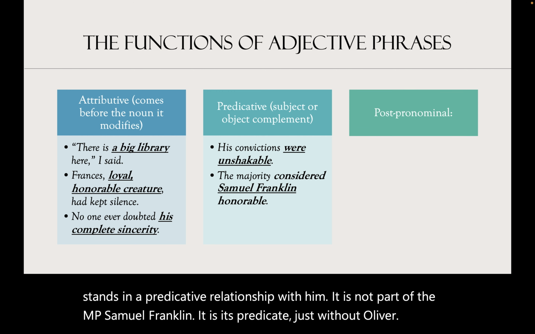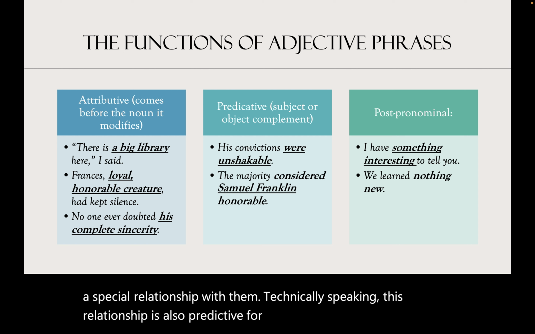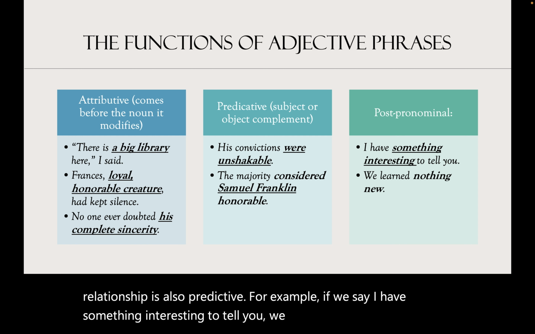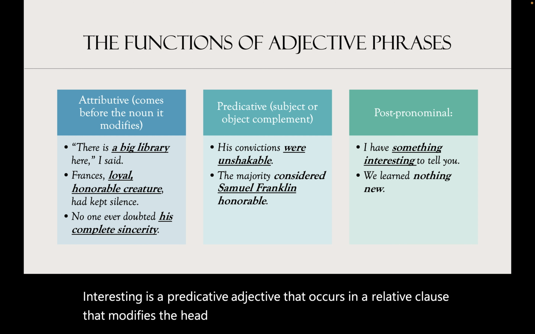Finally, adjective phrases can modify pronouns, but they stand in a special relationship with them. Technically speaking, this relationship is also predicative. For example, if we say, "I have something interesting to tell you," we have a noun phrase, something interesting, where something is the head pronoun and interesting is its modifier. The phrase can be paraphrased as something that is interesting. Interesting is a predicative adjective that occurs in a relative clause that modifies the head pronoun something.